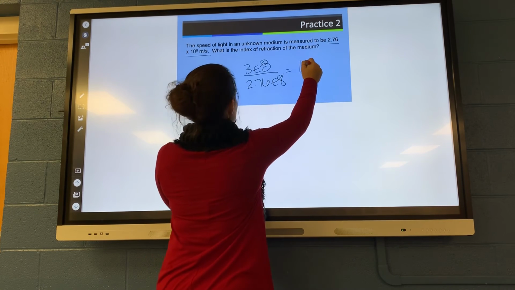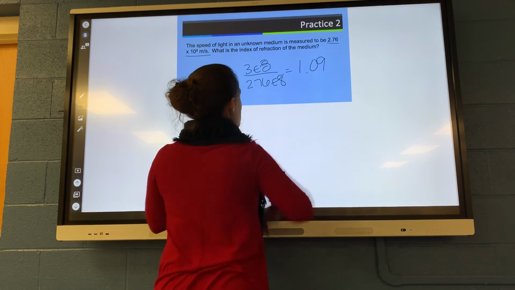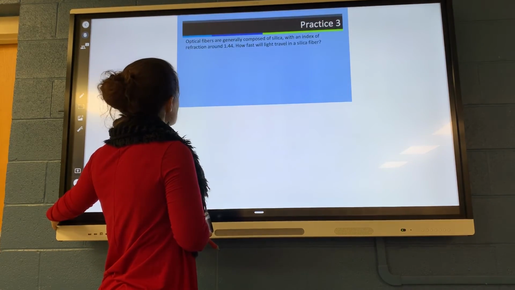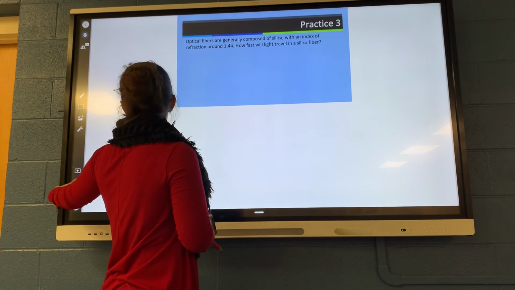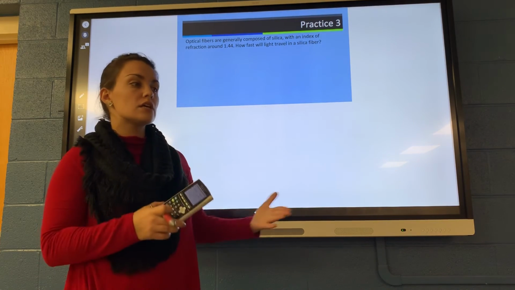And your index of refraction is 1.09. All right? So that's how you solve for index of refraction. I believe that's the last one. One more.